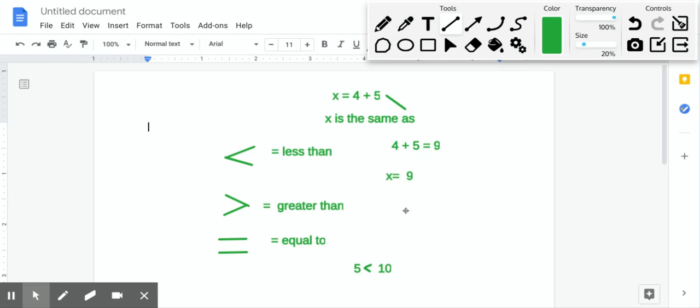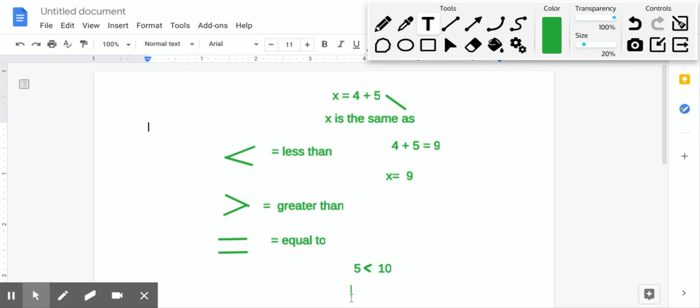This is a triangle with the vertex or the corner of the triangle pointing towards the smaller number. I also like to think of the triangle as a mouth. The mouth is the open side of the triangle, and we are greedy, so we always want to eat the bigger thing. And since 10 is bigger, our mouth is opening towards the 10.